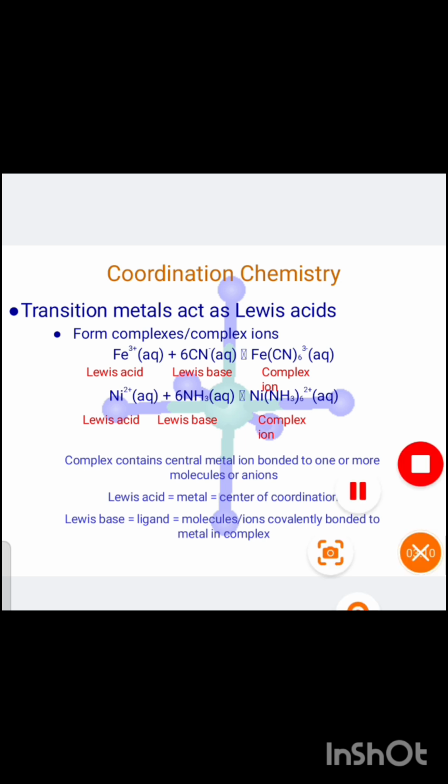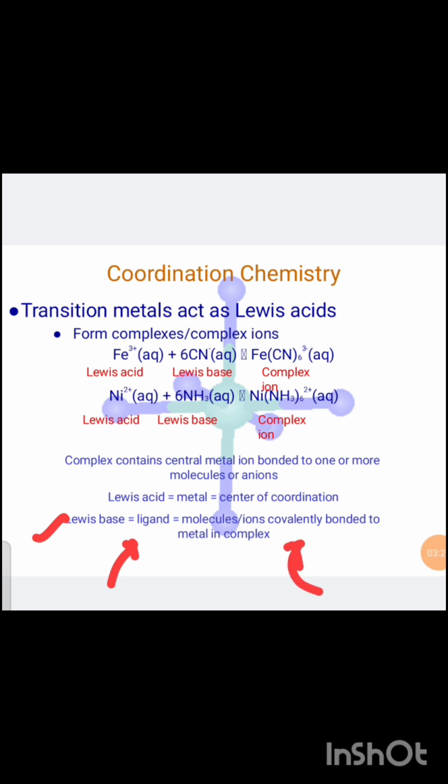While the Lewis acid is the metal, the Lewis base is also known as the ligand, and these are molecules or ions covalently bonded to the metal in the complex. So the Lewis acid is the metal, and it is present in the center of the coordination sphere. All of you are aware of the two terms, Lewis acid and Lewis base. The Lewis acid is the metal, present in the center of the coordination sphere, while the Lewis base acts as a ligand, and it is the molecule covalently bonded to the metal in the complex.